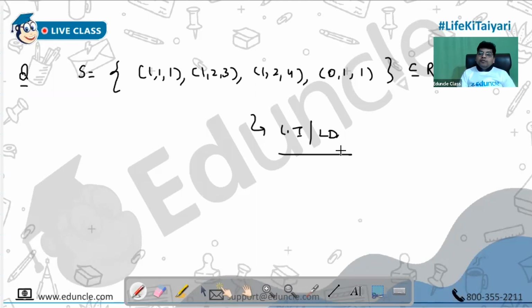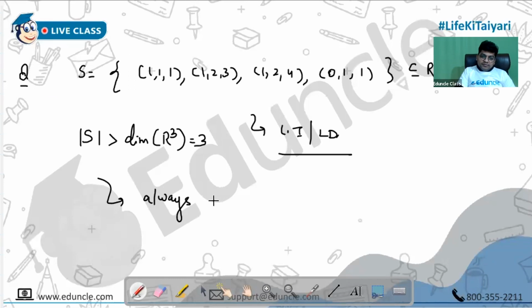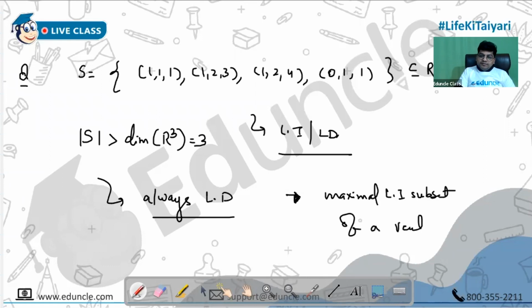Actually, if the number of elements in a set, the cardinality of S, is greater than the dimension of the vector space R cube, which is equal to 3, it means this set is always LD. Basically, we can say a maximal LI subset of a vector space is a basis.